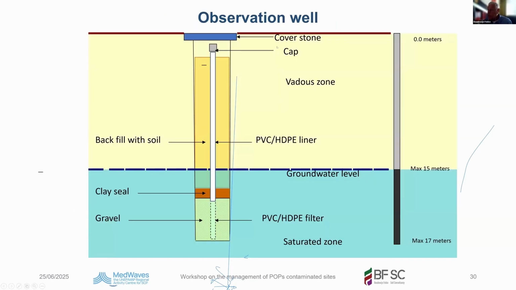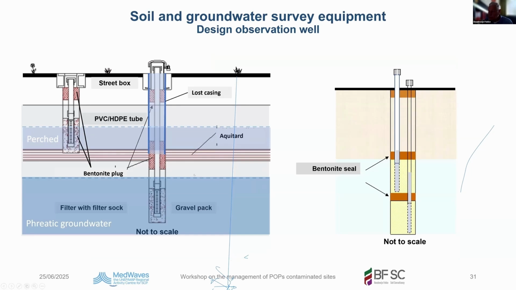This is another picture. The street box, the cover, the cap. This cap should be ventilated so that the water can freely go up and down. PVC or HDPE, I prefer HDPE. This is the vadose zone, above the groundwater. This is below the groundwater. And here you have your seal preventing this water from entering, so that the water comes from this part, the gravel and your filter.